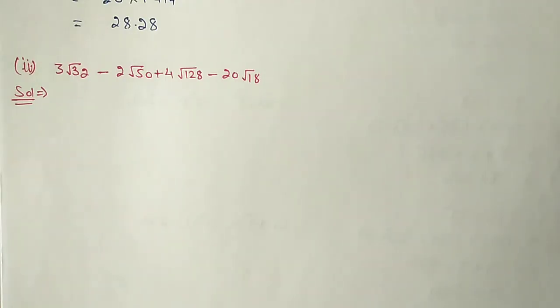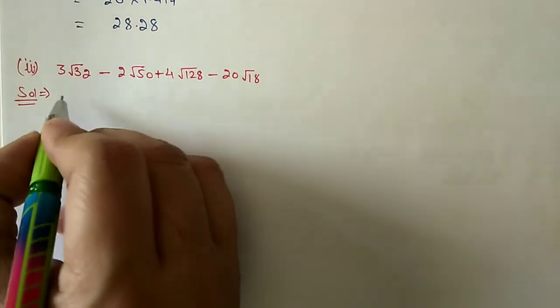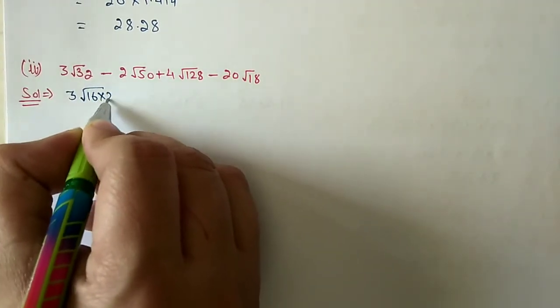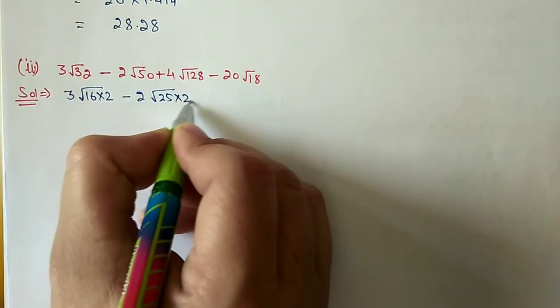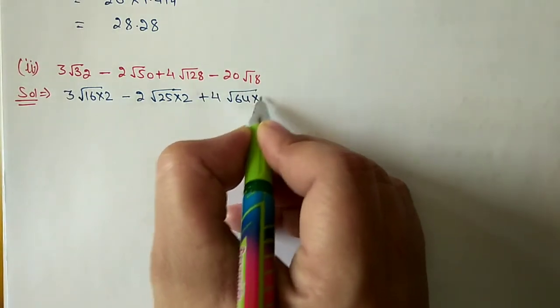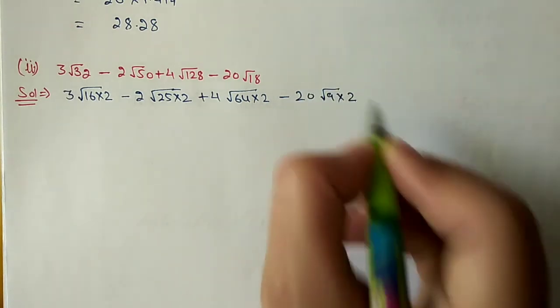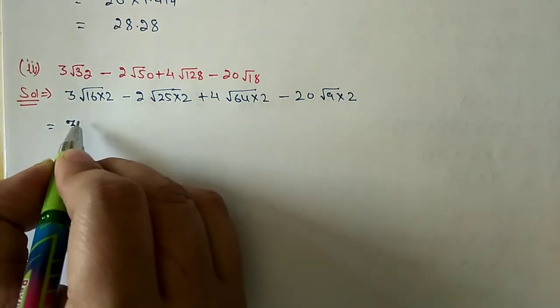Next, second part, 3√32 minus 2√50 plus 4√128 minus 20√18. So first these roots we will simplify. We can write √32 as √(16 into 2), and 50 we can write as 25 into 2. 128 we can write as 64 into 2, and 18 we can write as 9 into 2. Now the square root of 16 is equal to 4, so this will become 4√2.